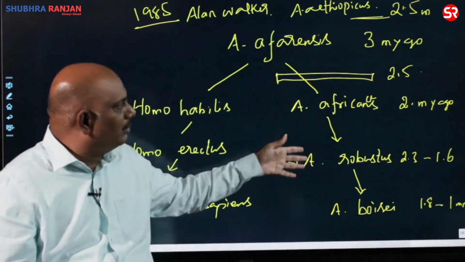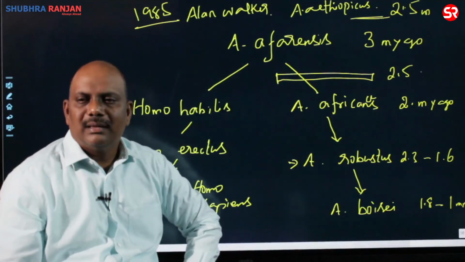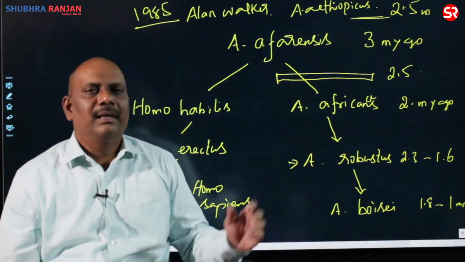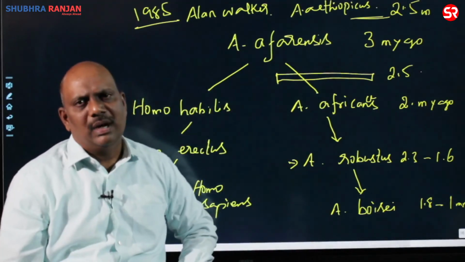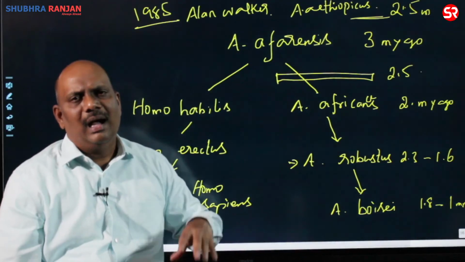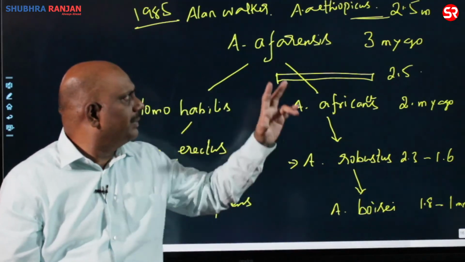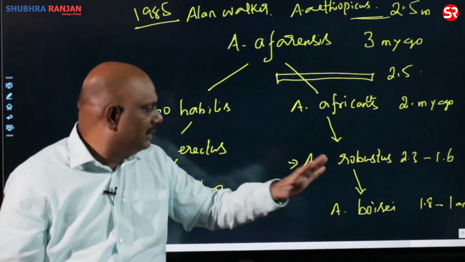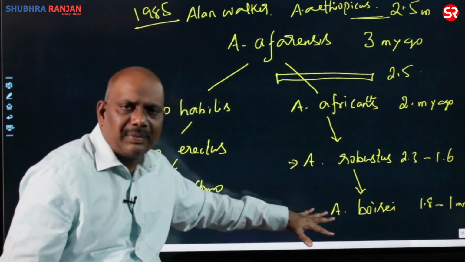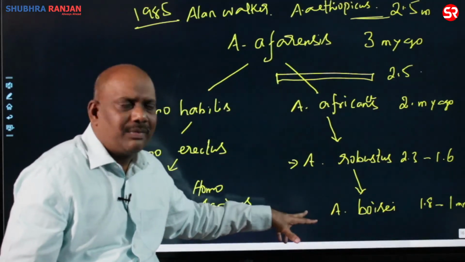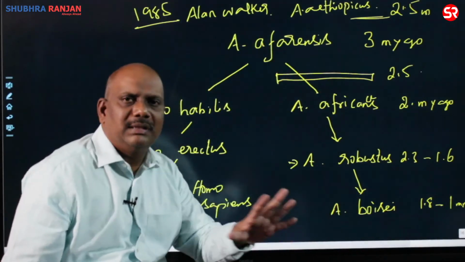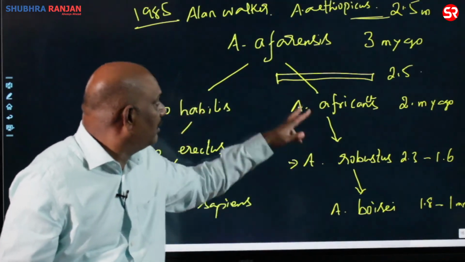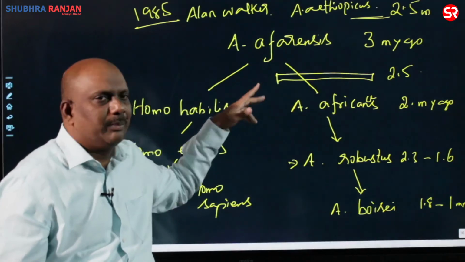But it is more progressive than robustus. How can we keep it? This created confusion, and people expressed doubt over the two-branch theory given by Donald C. Johnson and Timothy White. Alan Walker, to accommodate this Ethiopicus fossil, gave one conclusion: that this Australopithecus boisei didn't evolve in the last leg of Australopithecus evolution, but evolved independently from afarensis through Ethiopicus.